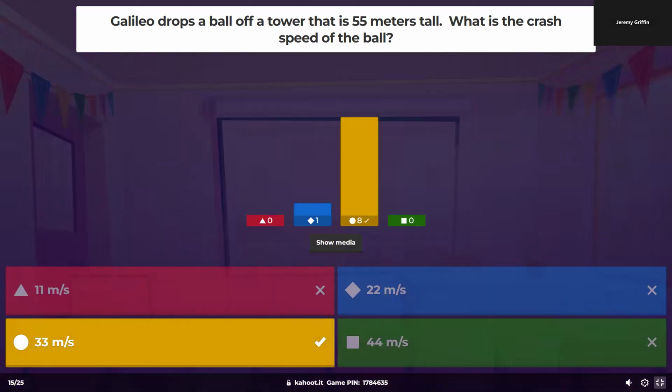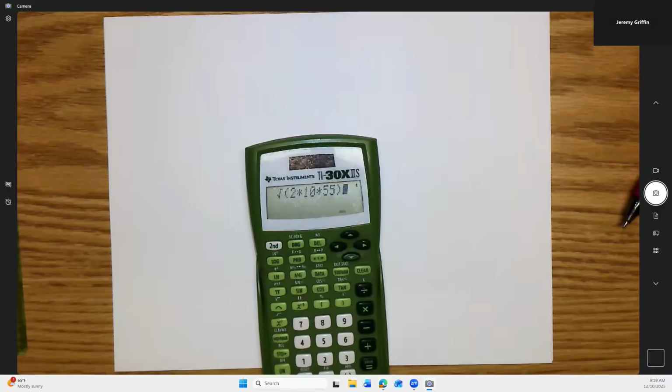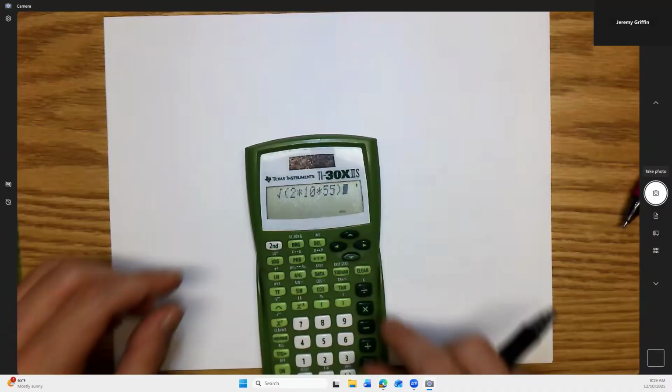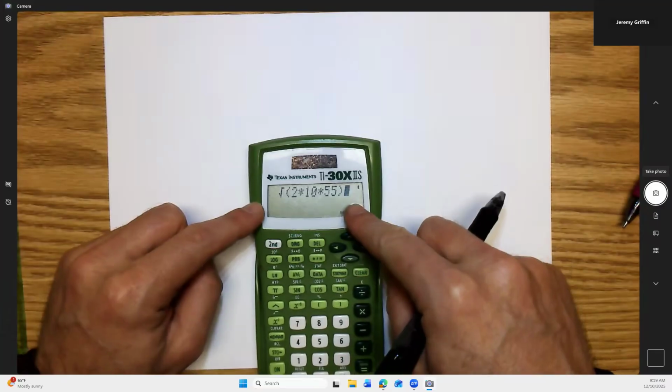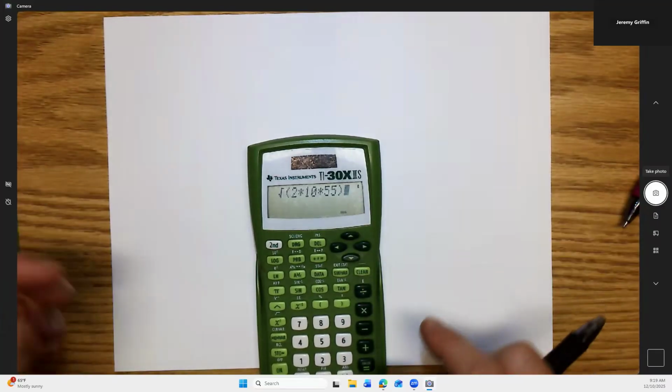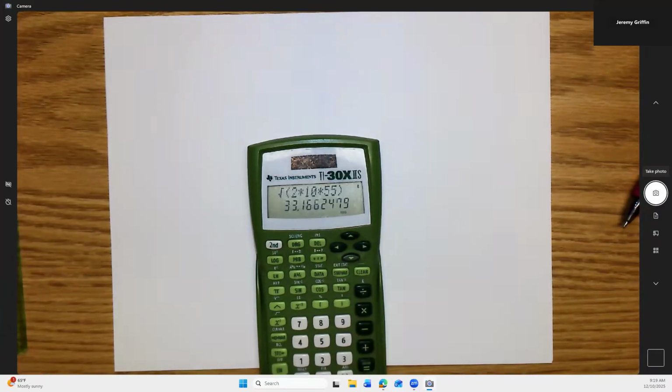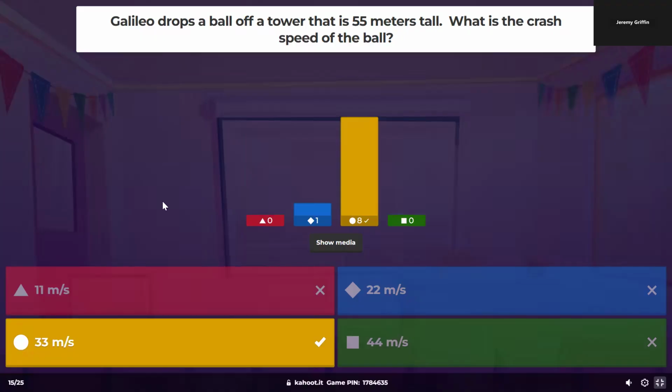Oh yeah, pretty good. Okay. So this is the question you guys see so many times. You guys know crash speed means the square root of 2gh, as long as you just drop the ball. Okay, so yeah, 33.16. About 33. Alright, any questions on crash speed?